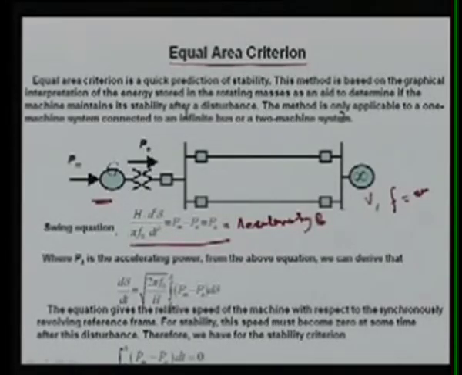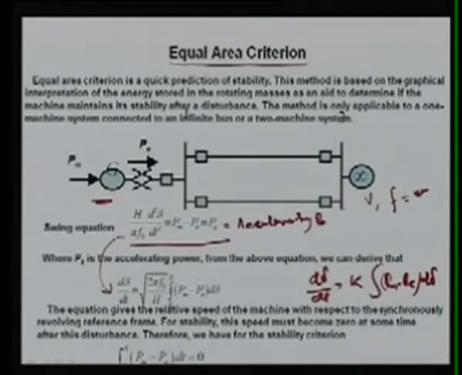Now you can see this equation can be written in this form. From this equation I can write d omega over dt as some constant times the integration of PM minus P of angle delta. We can derive this equation very easily. We have to write the two differential equations, and if you differentiate this equation here, you will find this equation without any problem. So this equation gives the relative speed of the machine with respect to the synchronously revolving reference frame.